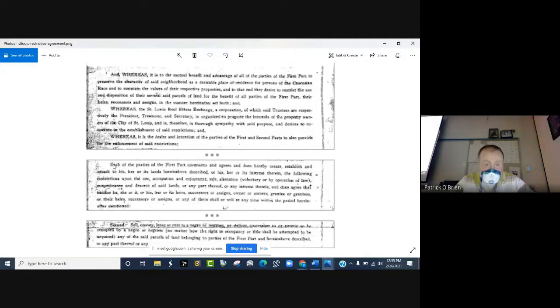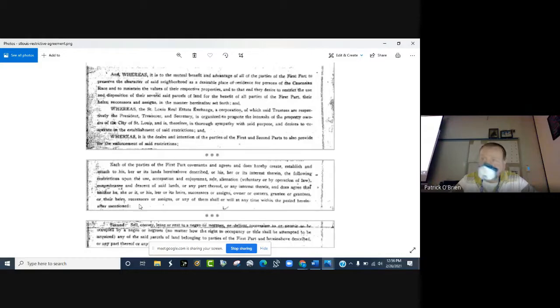So let's look at the next to last paragraph here, and I'll read this because I know it's a little bit blurry because I made it so large. "Each of the parties of the first covenant agree and hereby create, establish, and attach to his or her or its land here and above described, the following restrictions."